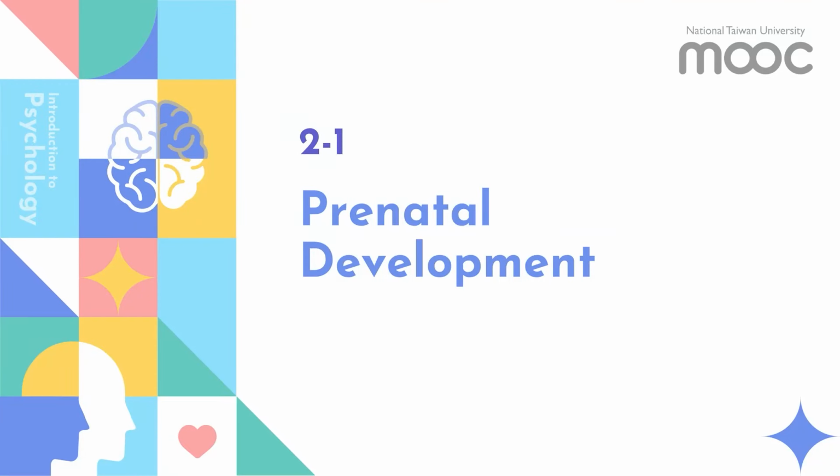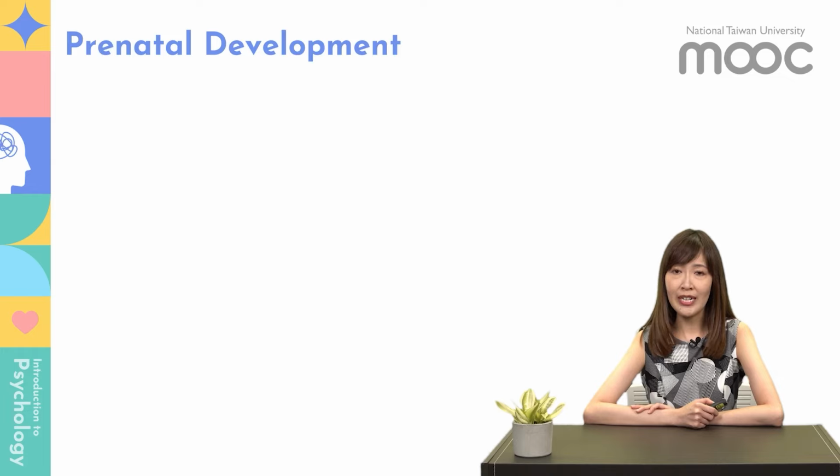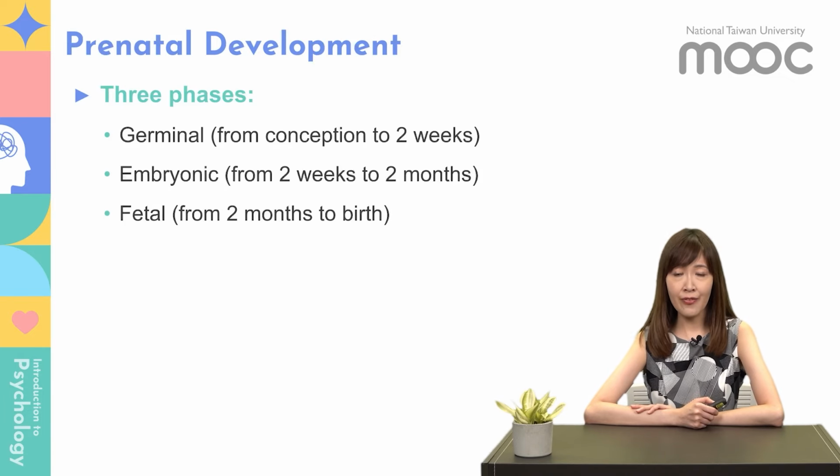Now our journey will start with prenatal development, which is the time before babies are born. The pregnancy usually lasts 9 months, and there are 3 stages during this time, including the germinal stage, which is from 0 to 2 weeks, and then the embryonic stage from 2 weeks to 2 months. And the last stage is the fetal stage from 2 months to birth. There are a lot of things going on during these 3 stages, and now we're going to look at them one by one.